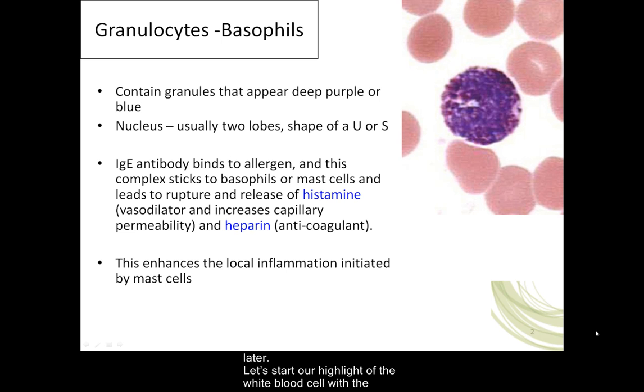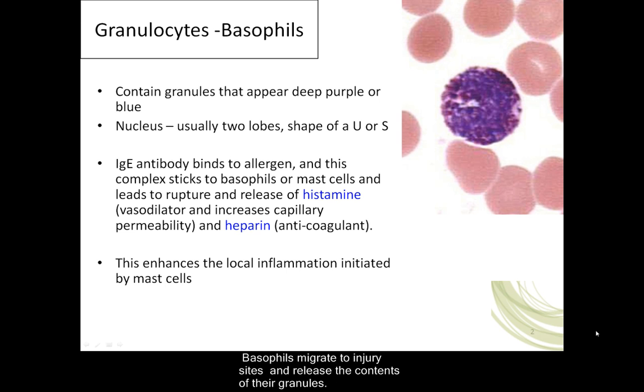Let's start our highlight of the white blood cell with the basophil. The basophil represents 1% of all circulating leukocytes. The granules within the basophil soak up the methylene blue dye and thus stain a dark purple or blue. Being a polymorphonuclear cell, the nucleus is bilobed and has an S-shaped appearance.